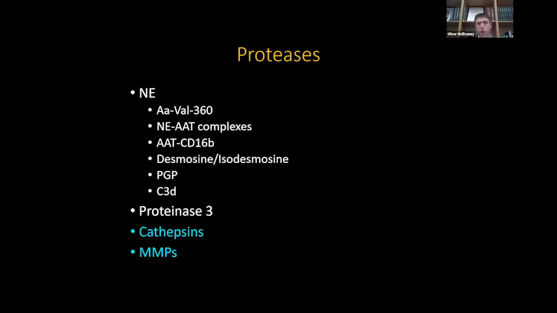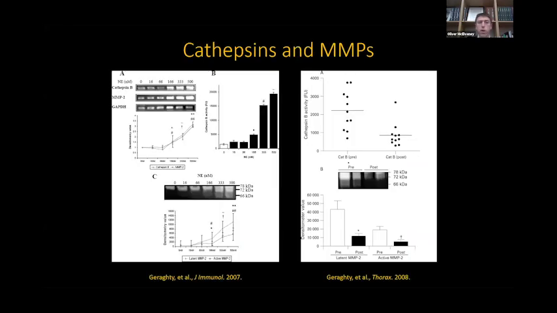We also have to bear in mind that it's not quite as simple as the direct effect of NE on lung tissue integrity. What about the knock-on effects of NE on inflammation and on other proteases? So here's some work from Pat Garrity. Pat Garrity did this with our group.